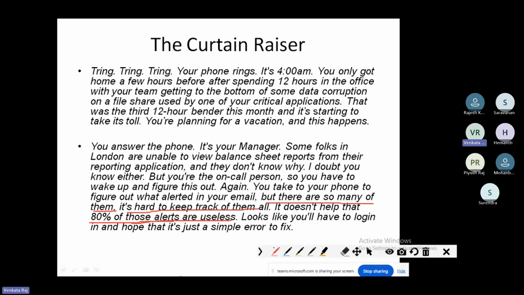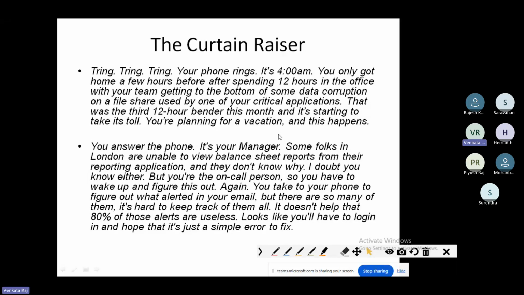You were thinking, okay, I'll look into the alerts and try to resolve the issue. But by looking into the alerts, you don't find any information and you feel that all these alerts are useless. So you have to log in and fix the issue. And you are just hoping that it is a simple error which you can fix quickly and go back to sleep. Right or not, guys?